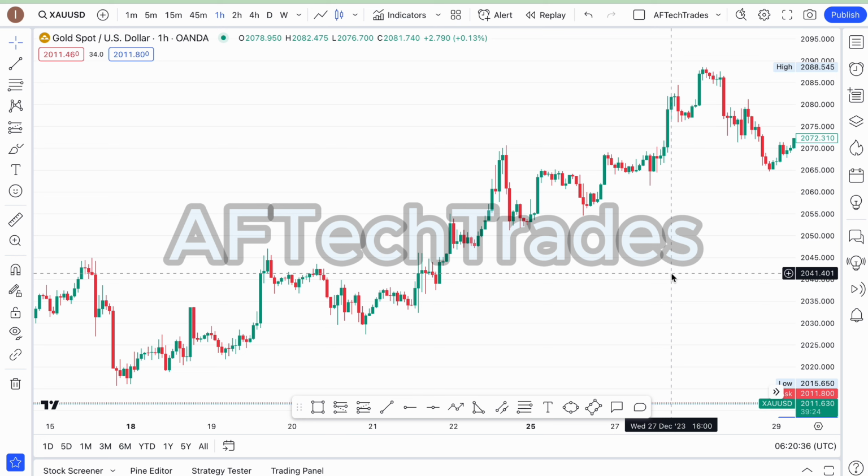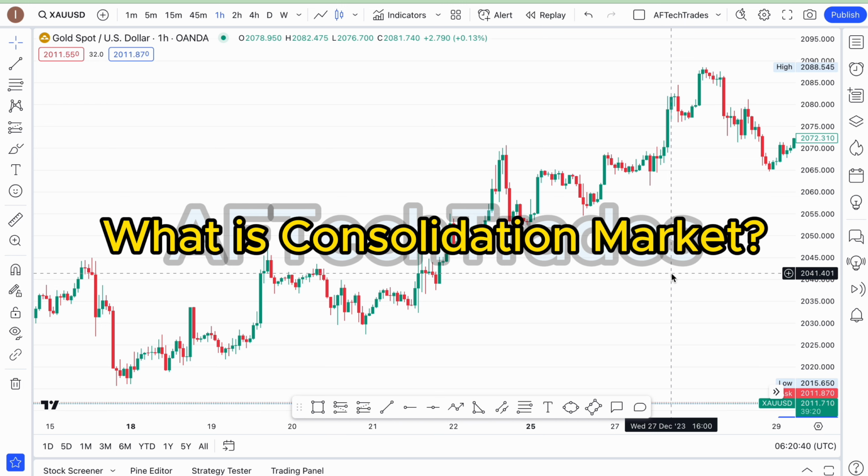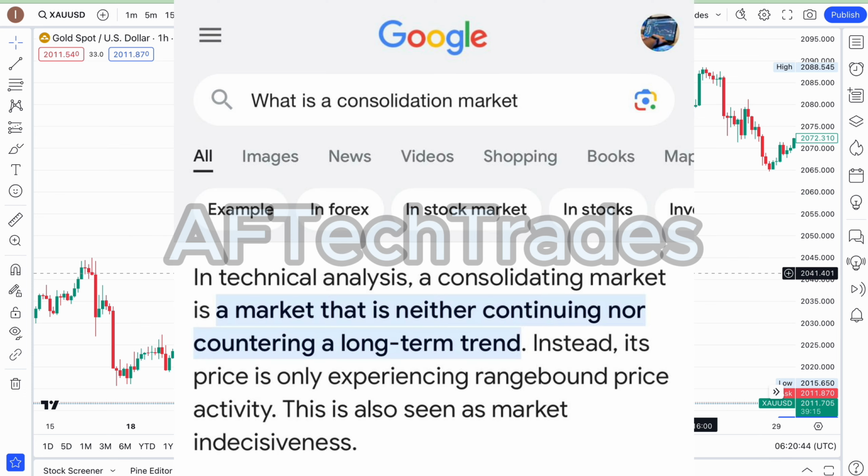Welcome back. So now, what is a consolidation market? According to this definition from Google, in technical analysis, a consolidating market is a market that is neither continuing nor countering a long-time trade. Instead, its price is only experiencing range-bound price activity. This is also seen as market indecisiveness.